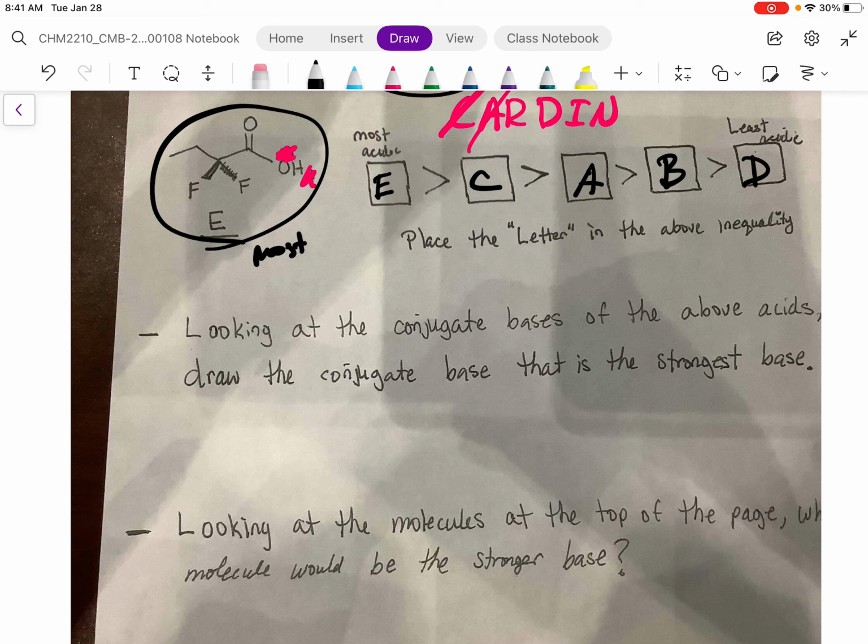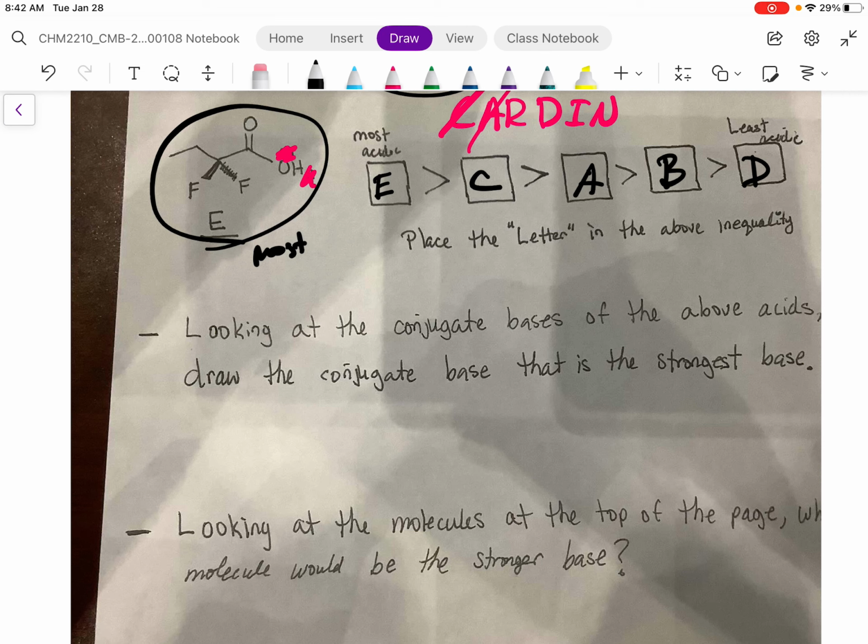So if it's the least stable, what is it thinking it wants to do? If it reacts, then it becomes stable. And so the least stable conjugate base is like, this sucks, and the only way out of this mess is if I find a proton. And it grabs a proton as fast as it can. So the conjugate base of D, because it's the most unstable, is going to be the most reactive. And if it's the most reactive, that makes it the stronger base.